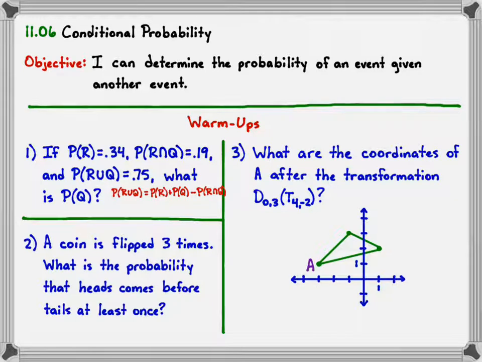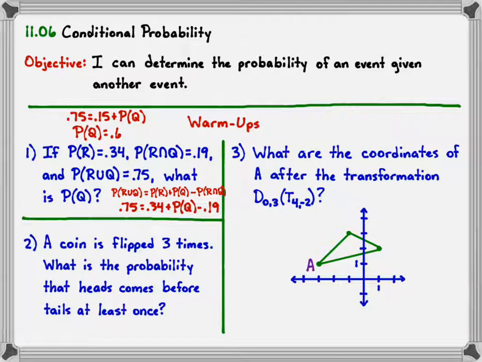Well, the union is 0.75, R is 0.34, and we don't know what the probability of Q is, but we do know the probability of the intersection, which is 0.19. From here, it's just an algebra equation. We'll combine like terms. So 0.34 minus 0.19 is 0.15, and then we'll subtract that, so we end up with the probability of Q is 60%, or 0.6.